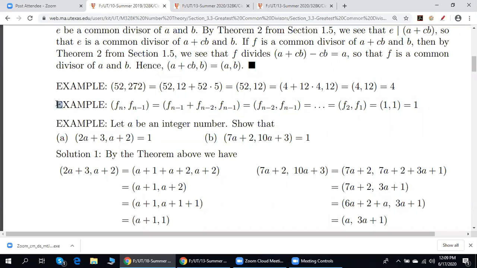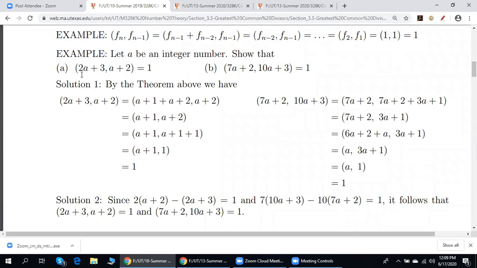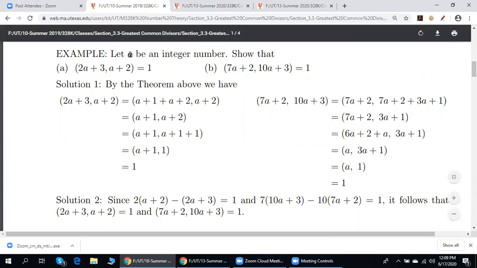We are done. Next, let us show that the greatest common divisor of 2a plus 3 and a plus 2 is 1. Also, let us show that the greatest common divisor of 7a plus 2 and 10a plus 3 is also 1. Moreover, we will show it in two different ways. By the way, here a is an integer number. First, let us show this and this using the theorem above.